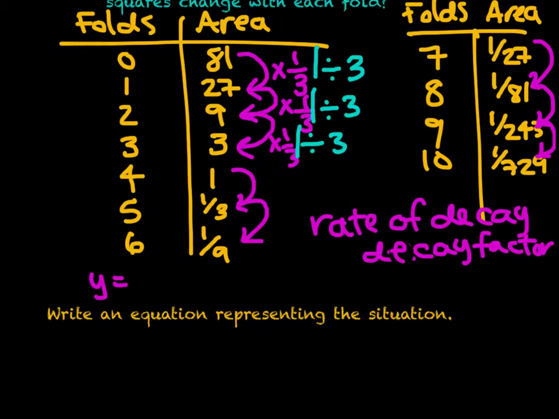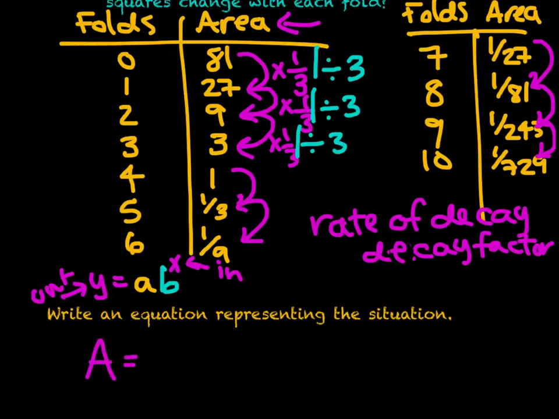We've had y is equal to a times b raised to the x power, where y is our output. This is what comes out. X is our input. That's what goes in. But a and b are constant numbers that we can count on, and there's a multiplication that happens between them. So first of all, our y, our output, is our area. That's what we're finding out each time.